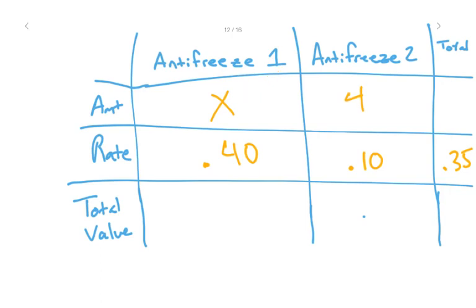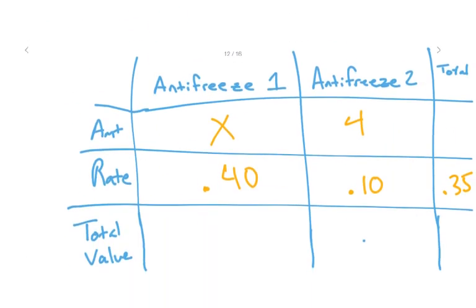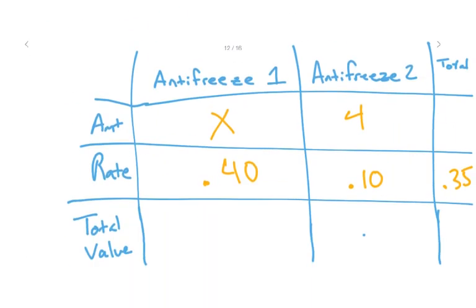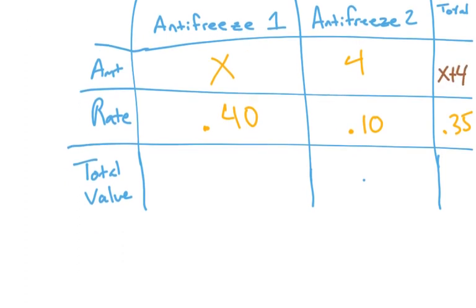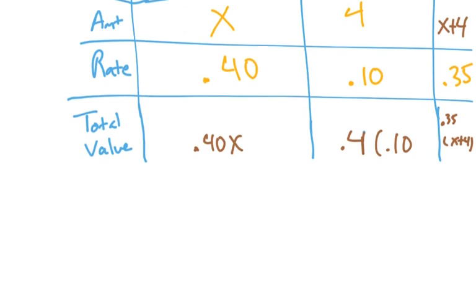Okay. Let's see, do we have any other pieces of information here? Nope. That is it. So what do we know we can do on the chart? Well, we know going across we add, so that's x plus 4. We know we multiply going down, so we have 0.40x. And this is going to be, I'm going to write it out, 0.4 times 0.10. And I'm going to squeeze this in. This is 0.35 times x plus 4. Okay, so hopefully you're catching on to the pattern now.